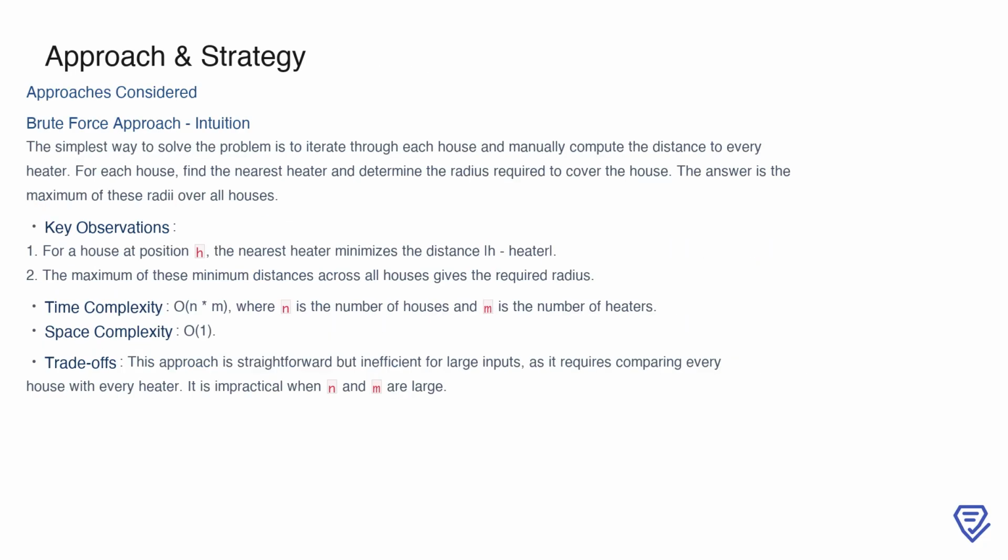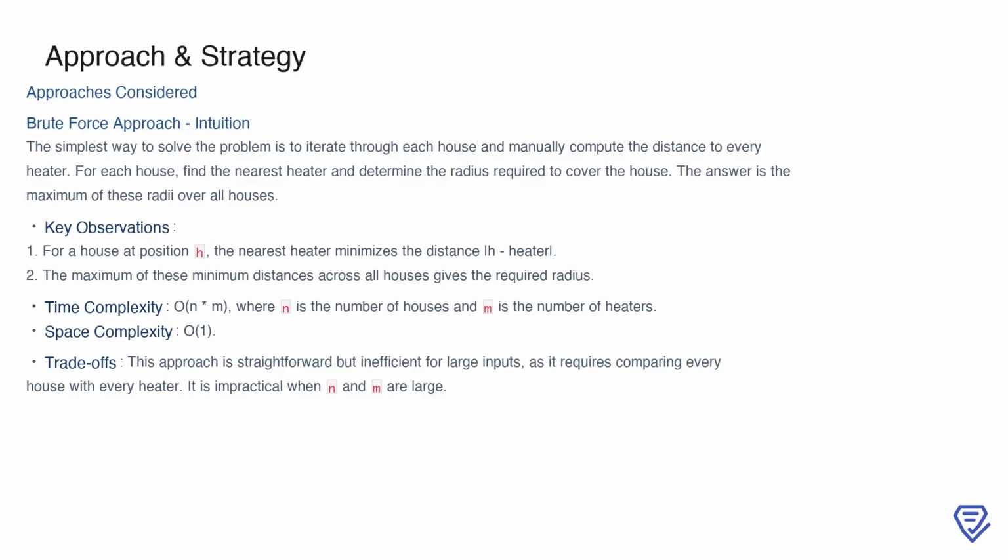To tackle the heaters problem, the first and most straightforward approach we can consider is brute force. The intuition here is simple. For each house, we calculate the distance to every heater and identify the nearest one. Once we find the minimum distance for that house, we record it. The goal is to determine the maximum of these minimum distances across all houses, as this represents the smallest heater radius needed to cover every house.